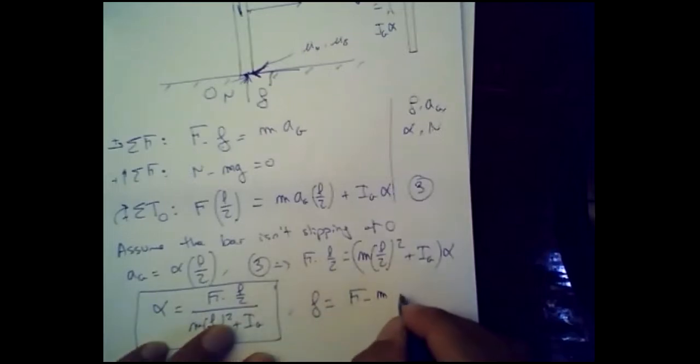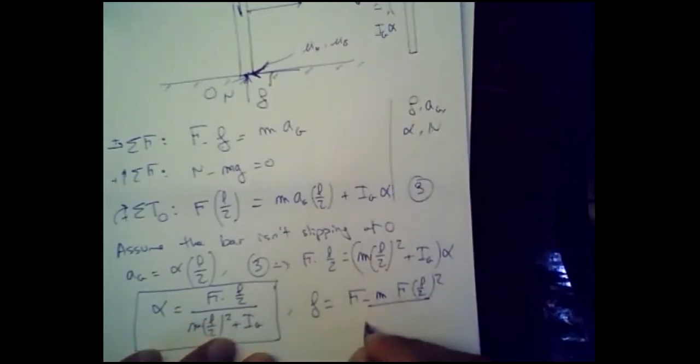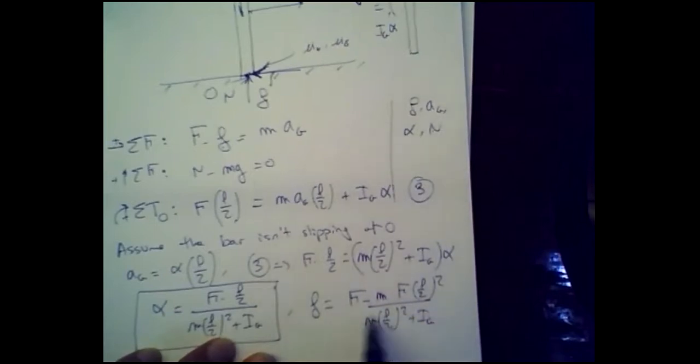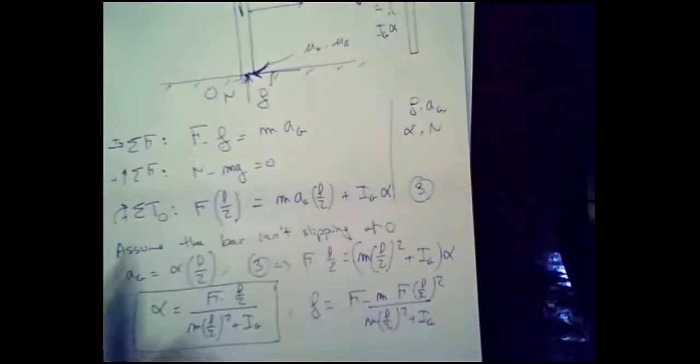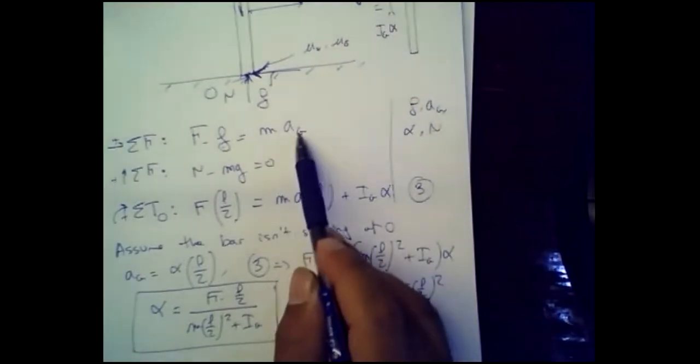MAG, which is equal to alpha R, or F (L/2)^2 divided by M (L/2)^2 plus IG. Do you guys understand how I got the value for the friction? I basically resolved that problem. So I know the pushing force minus my friction has to be equal to whatever I have remaining for the acceleration at the center of gravity. So F is going to be equal to F minus MAG.